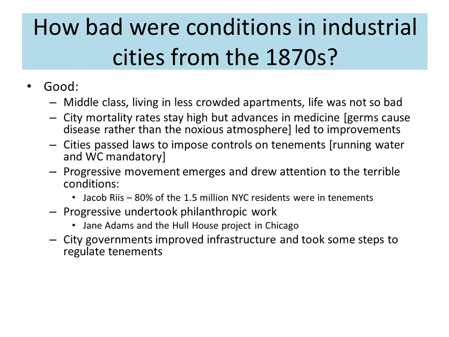On the other hand, there were some good improvements. The middle class, if you're able to achieve that level, start to live in less crowded apartments. Life isn't necessarily so bad. Though city mortality rates stay high, advances in medicine are starting to be made around the turn of the century, around 1900. People learned, for instance, that germs cause disease rather than sort of polluted atmosphere.